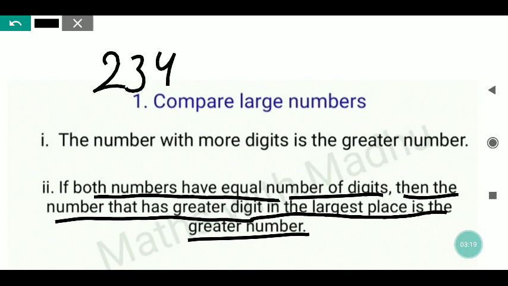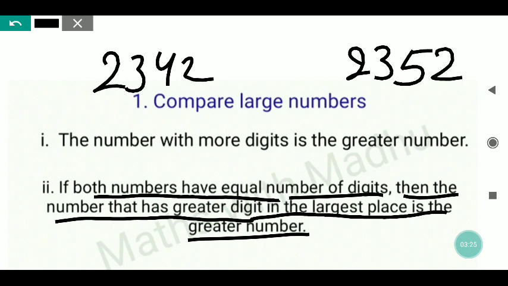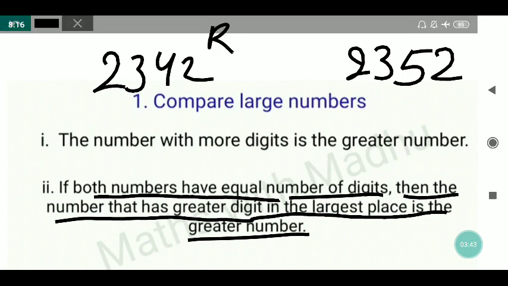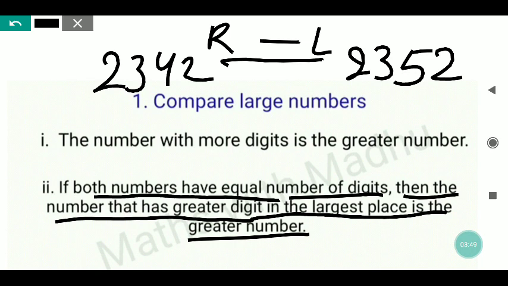Suppose 2, 3, 4, 2. I am taking a 4-digit number. And 2, 3, 5, 2. Suppose I have taken two numbers, but my dear students, both the numbers are 4-digit numbers. Here it is not one 5-digit number and one 4-digit number, or one 5-digit and one 6-digit. Both are 4-digit numbers. So what will you do? We will compare from which side? From the right to the left. Okay, from the right to the left, like this we will compare.